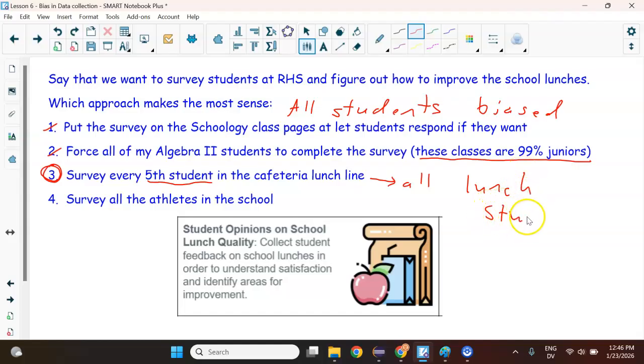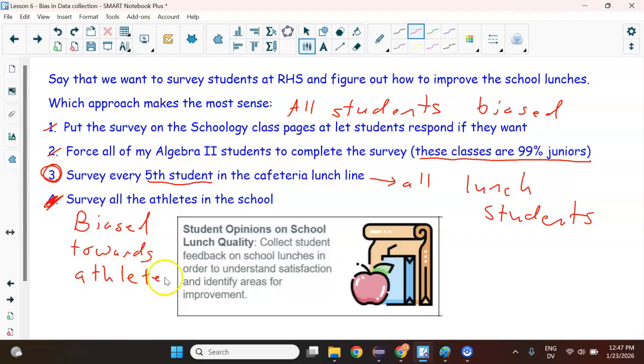Okay, so this is generally going to avoid bias because all kids, freshmen, sophomores, juniors, seniors, all different backgrounds. We call it a diverse set of students. It represents all the different students here at Rogers High School. Okay, and obviously 4 is problematic. Athletes are probably going to, in general, eat more than the other students. So they are problematic, and that would not represent all the students, right? We'd say this is biased towards athletes, because it only really takes into account their opinions and not the opinions of all the students. Okay, so the best here is number 3.